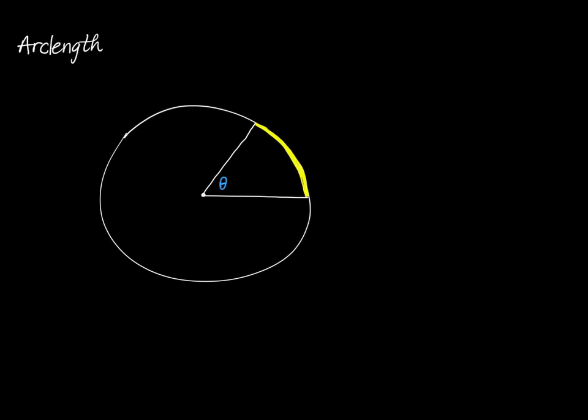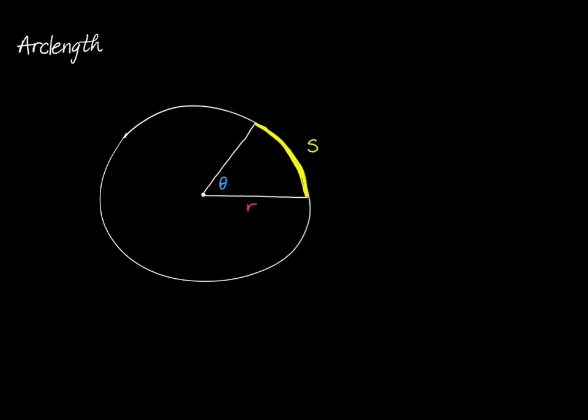Let's talk about how to find the length of an arc that's a portion of a circle. It's conventional to label an arc that's not the whole circle with the letter S. The whole circle, of course, has an arc length that is the circumference. The circumference of a circle is 2 pi r. Of course, that assumes that you know what r is.